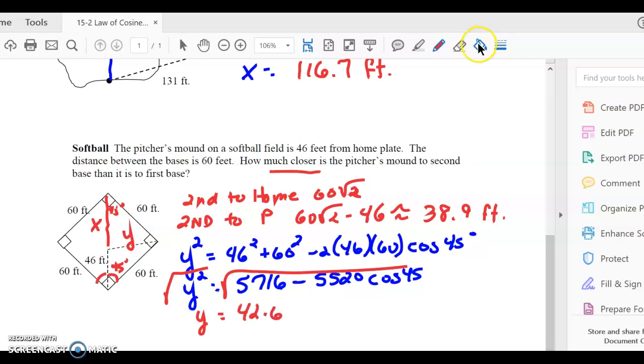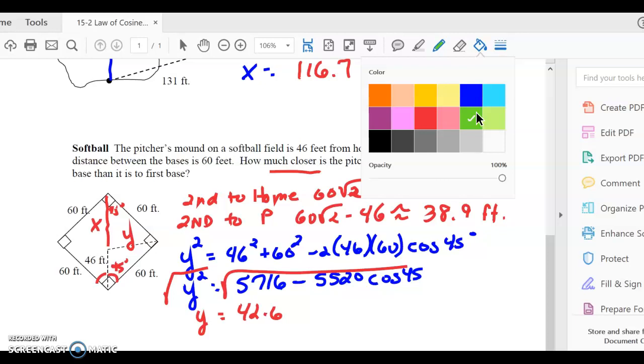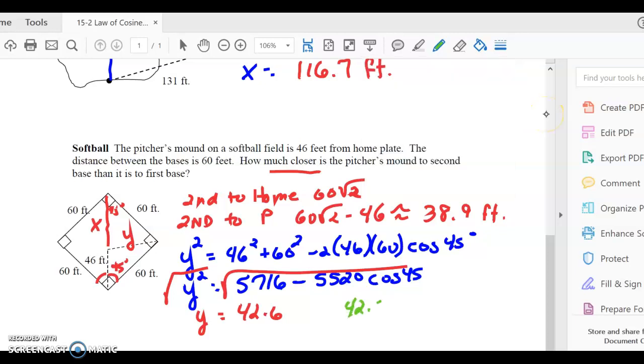So therefore, seeing how much closer it is, we're going to take 42.6 and subtract 38.9, and that's going to leave us 3.7 feet closer.